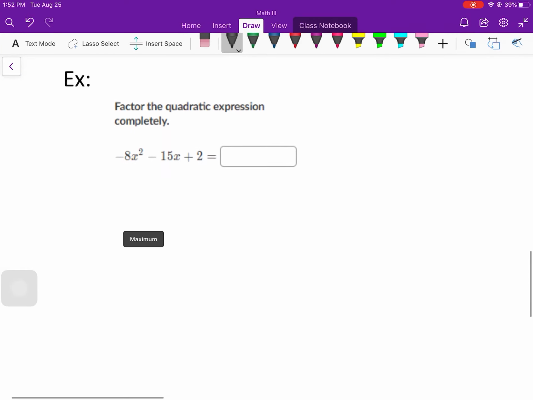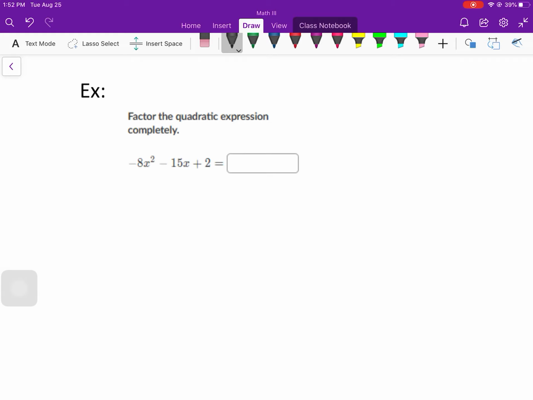Let's go ahead and take a look at another example. And this one's a little more difficult. We're going to see if we can factor anything out from the beginning. Now it does have a negative, so let's go ahead and take that negative out from the start. So we have negative 8x squared minus 15x plus 2. I'm going to factor a negative 1 from the beginning.